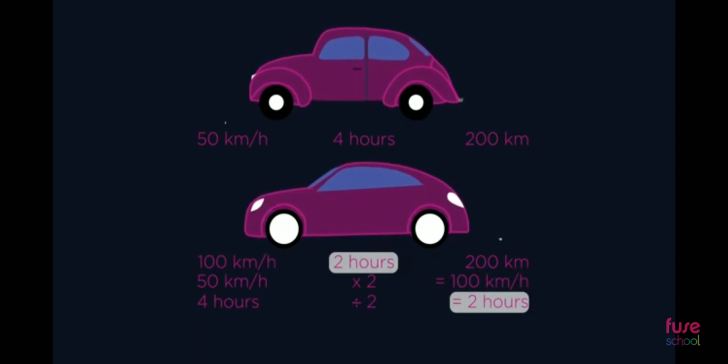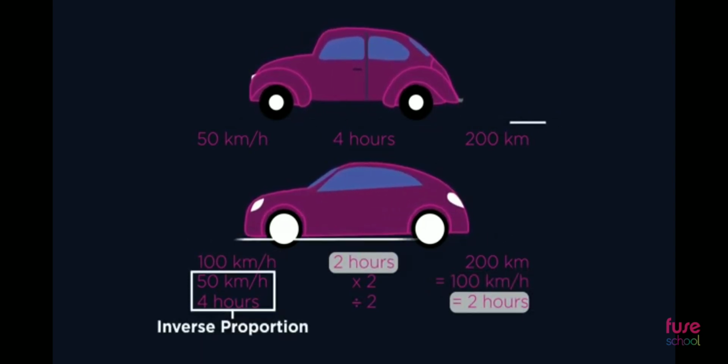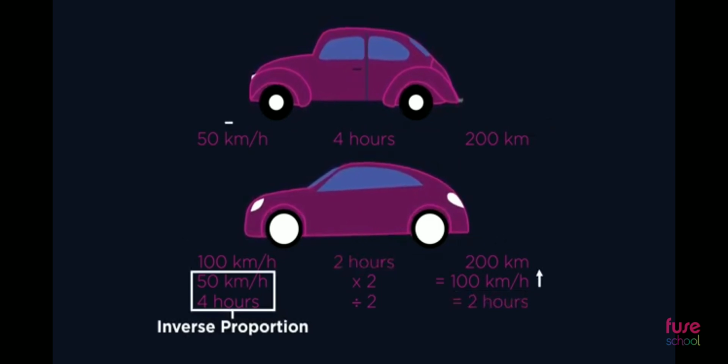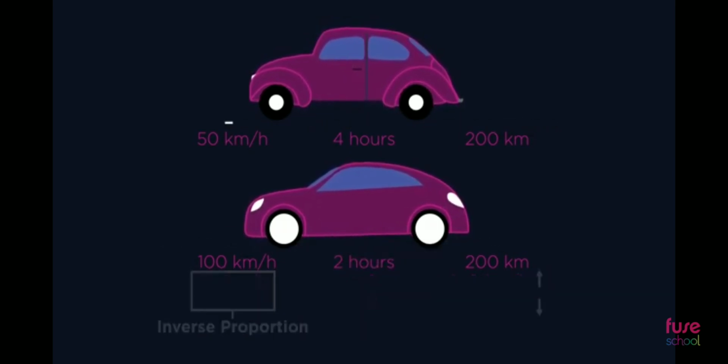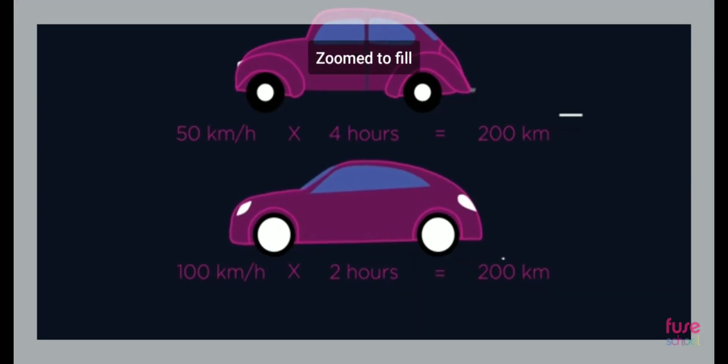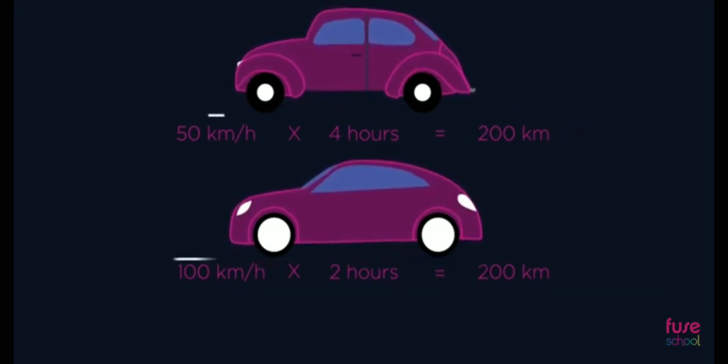Two quantities are said to be in inverse proportion if one quantity increases at the same rate that the other quantity decreases by. The product of the speed and the time gives the same number. In this case, the distance: 50 times 4 equals 200, and 100 times 2 equals 200. When two quantities are inversely proportional, their product is constant.